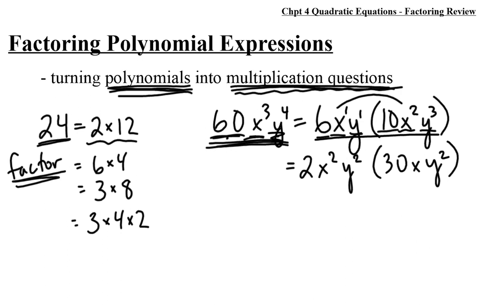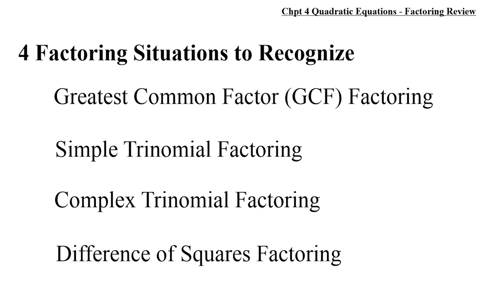But what we're going to review is turning multi-term polynomials into multiplication questions. And this was all done last year. There are 4 basic factoring situations that we need to review and recognize: greatest common factor factoring, simple trinomial factoring, complex trinomial factoring, and difference of squares factoring. Lots of information to get through. Be patient. Here we go.